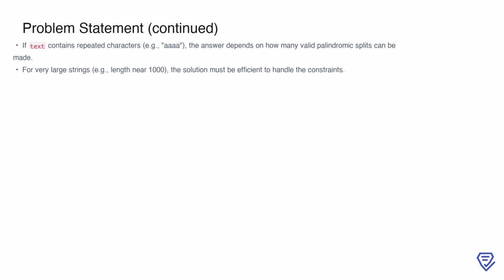Finally, let's consider some constraints and edge cases. The length of the string text can be as small as 1 or as large as 1000, meaning your solution must be efficient enough to handle very long strings. The string consists only of lowercase English letters, so you don't need to worry about special characters or spaces. For edge cases, if the string is already a palindrome, the answer is 1 because no further splits are possible. Similarly, for a single character string like a, the answer is also 1. If the string contains repeated characters, like AAAA, the output will depend on how many valid palindromic splits can be formed. These constraints and edge cases are crucial to consider as you work toward an optimal solution.